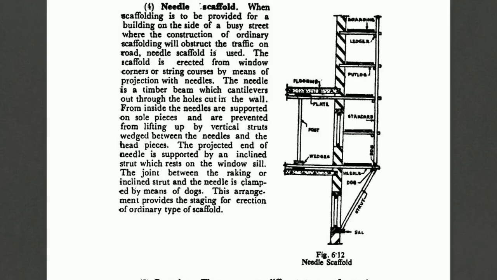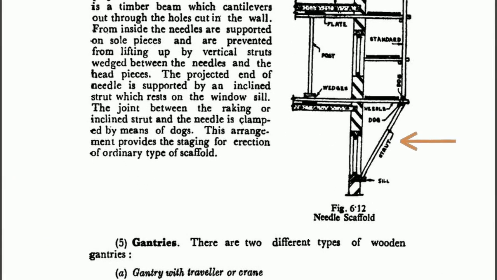This diagram breaks down the needle scaffold. A timber beam, the needle, passes through the wall. Inside, it's clamped by struts to prevent tipping. Outside, an inclined strut manages extreme shear forces, pushing the overhanging weight back into the solid wall.